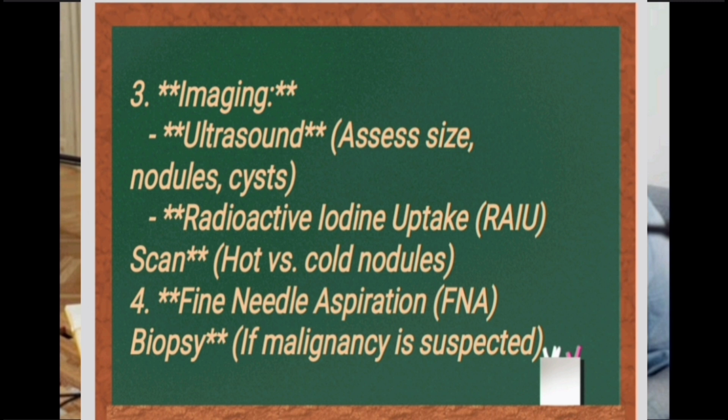And if there's a suspicious nodule, maybe a cold one on the scan or one that looks worrying on ultrasound, then the next step, according to the notes, is often a fine needle aspiration biopsy, or FNA. They use a very thin needle, guided by ultrasound usually, to take a small sample of cells directly from the nodule. To check for cancer cells. Exactly. Those cells are looked at under a microscope. It's the most definitive way to determine if a suspicious nodule is malignant or benign. So you can see the pathway, physical exam, blood tests, imaging, and then biopsy if needed. Okay, that makes sense. A clear diagnostic path.